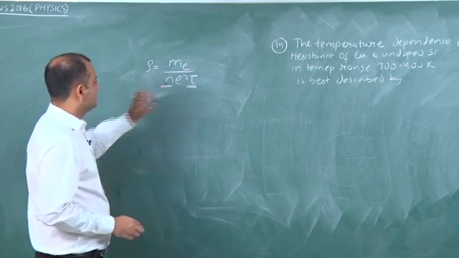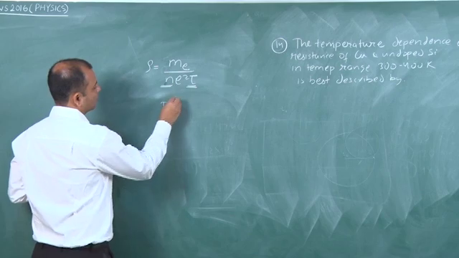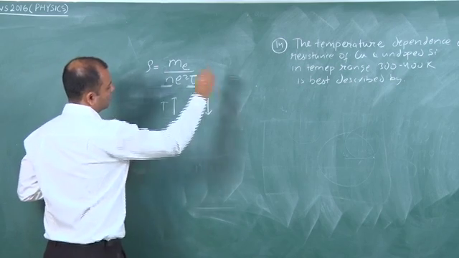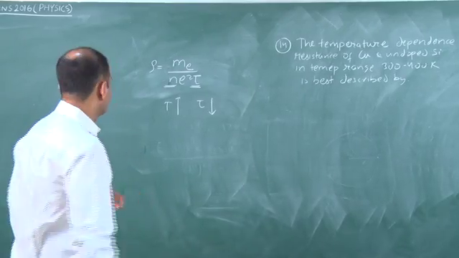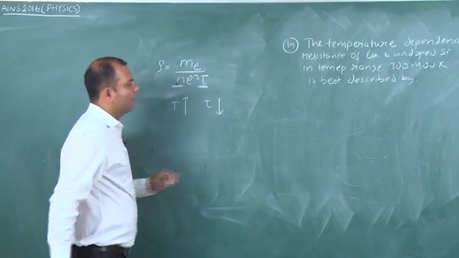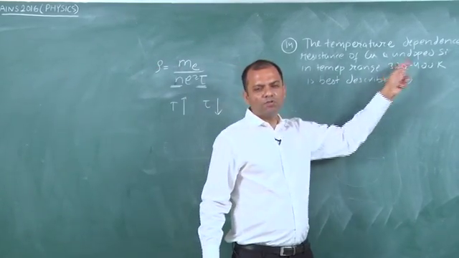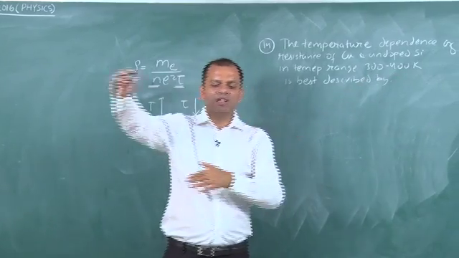So, as temperature increases, tau decreases in both metals as well as non-metals. Now, if we talk about n and we are talking about this temperature range, which you can see is from room temperature to a slightly higher temperature.